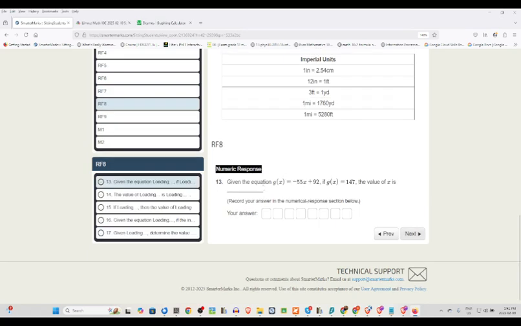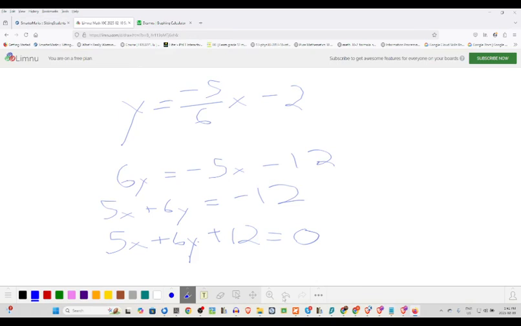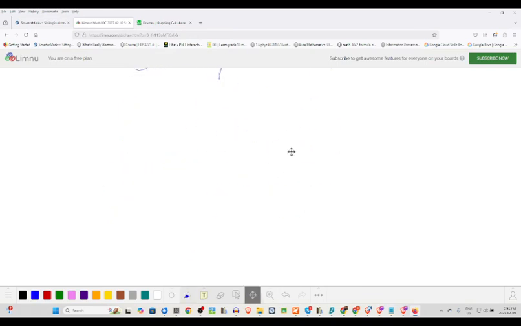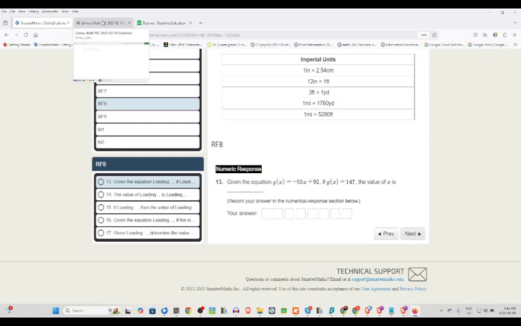Now, given the equation g of x equals negative 55x plus 92, where g of x equals 147, the value of x is. Now, be careful here. They're not saying x is 147. They're asking for x. They're saying y is 147. So here, we have 147 equals negative 55x plus 92.